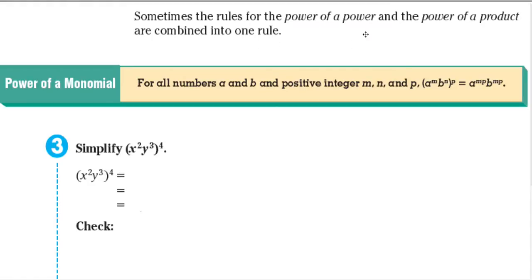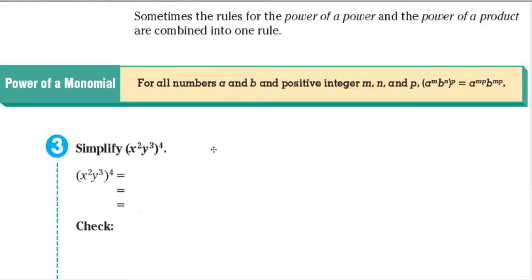Let's move on. Sometimes the rules for the power of a power and a power of a product are combined into one rule. So we expand our rule further. Now we have a power of a monomial: for all numbers a and b, positive integers m, n, and p, if you have a to the m, b to the n, all of that raised to the p power, it equals a to the mp, b to the np. Basically, you're multiplying the exponent m times p and n times p, for a base of a and a base of b.